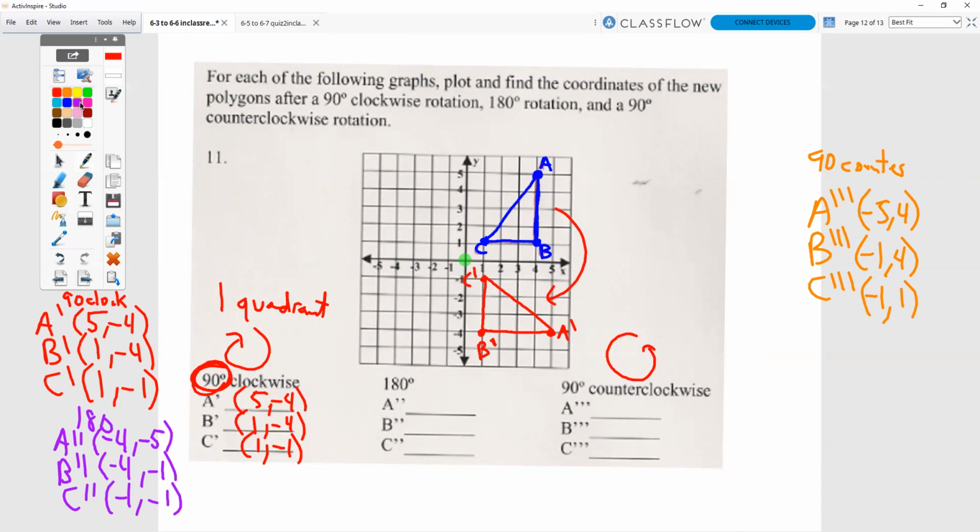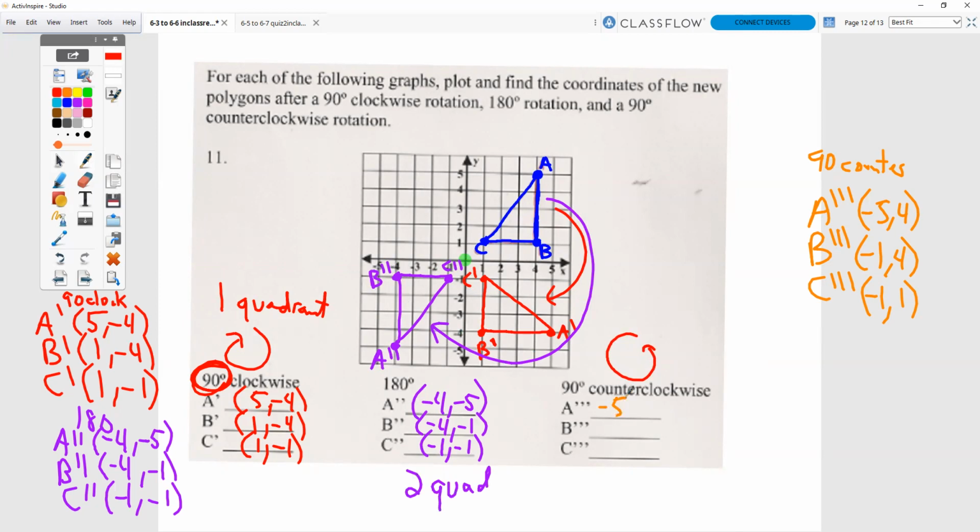For 180, we have -4, -5, -4, -1, and we have -1, -1. So over to -4 down to -5, that's A double prime. -4, -1, that's B double prime. -1, -1, that's C double prime. Notice that it turned 2 quadrants. Whenever it turns 2 quadrants, that has to be a 180-degree rotation.